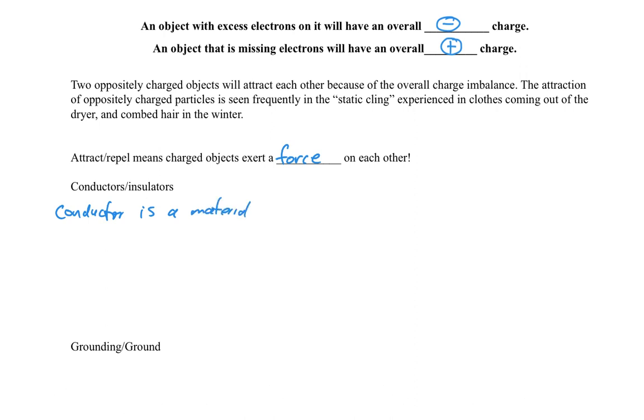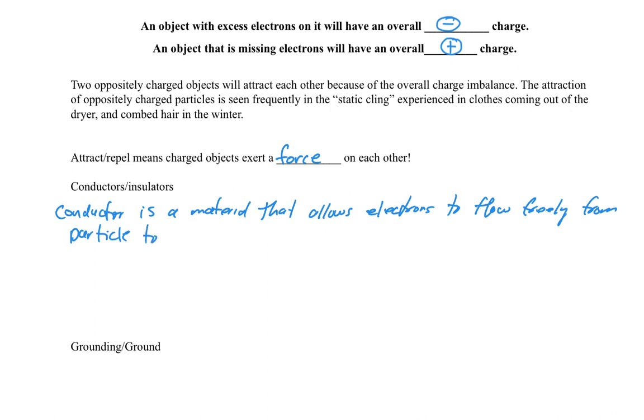that allows electrons to flow freely. And we usually say from particle to particle. Some examples of conductors would be metals. Electrons flow very freely in metals. Water. And unfortunately, or fortunately, depending on your point of view, since we are made up mostly of water, people are pretty good conductors as well.